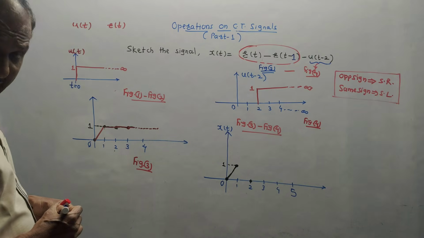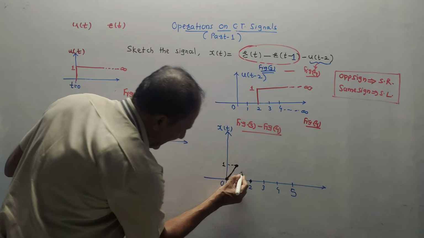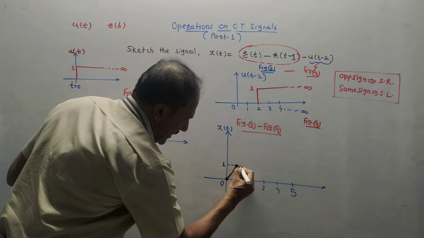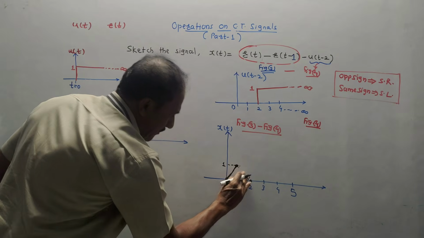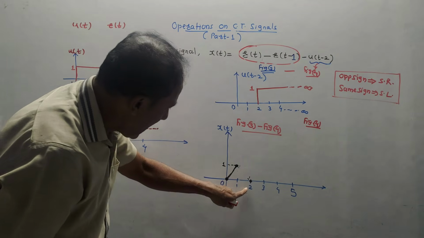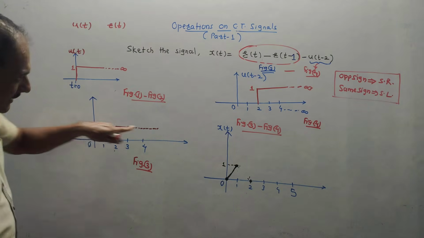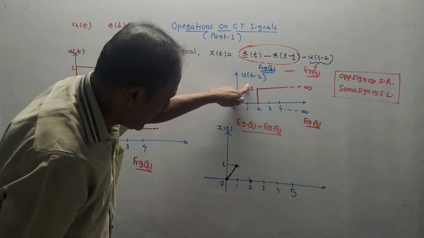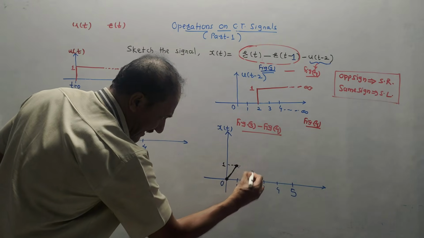The question arises, should I join it like this, or should I join it like this? Okay, let us discuss this point. Here, according to the calculation, at 2 I got value 0 because at 2 this was 1, at 2 this was again 1. So 1 minus 1 I got 0. I don't know whether to join like this or like this.